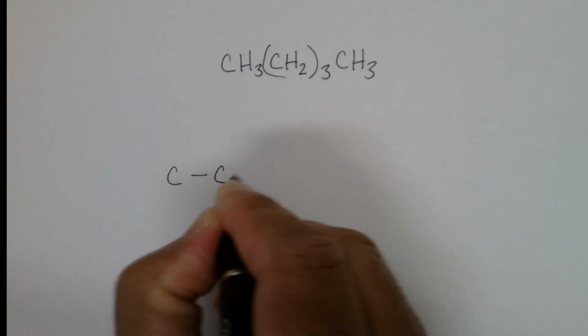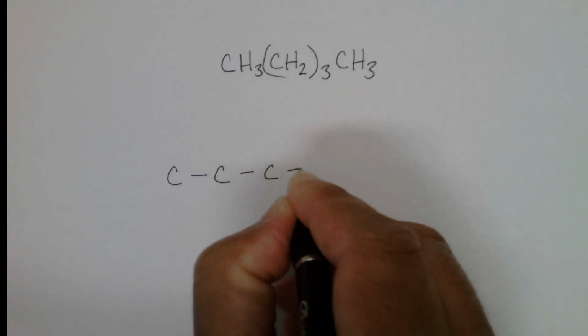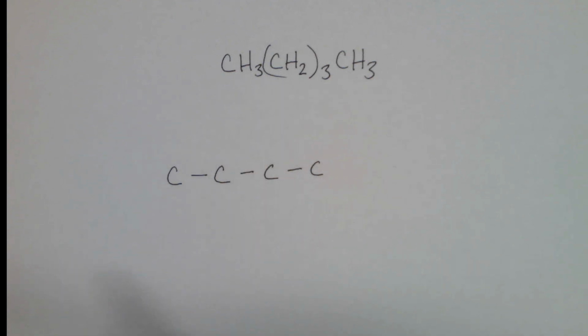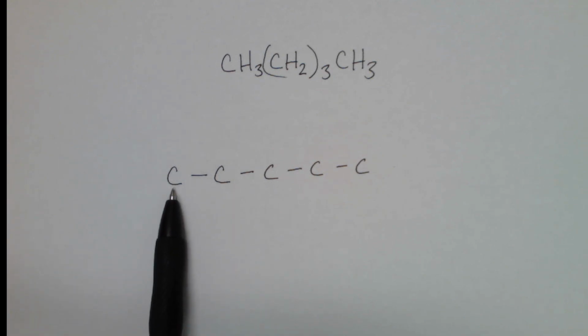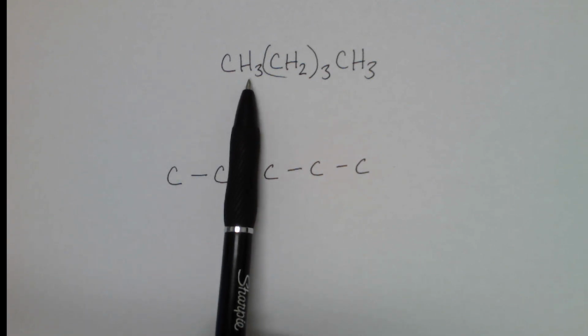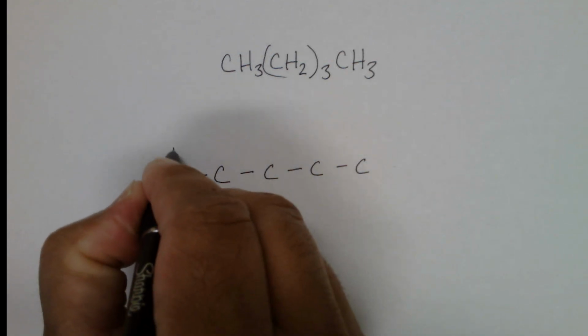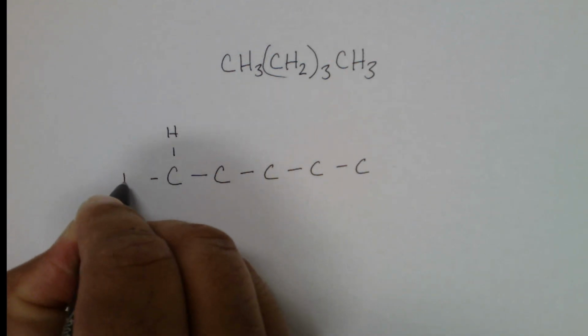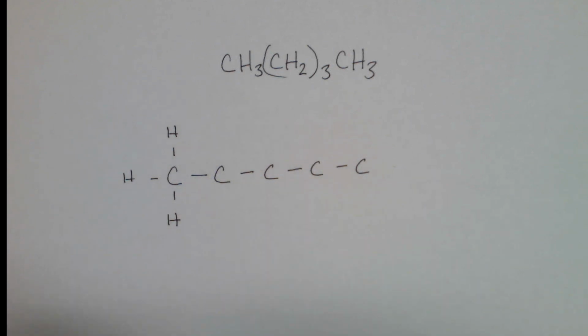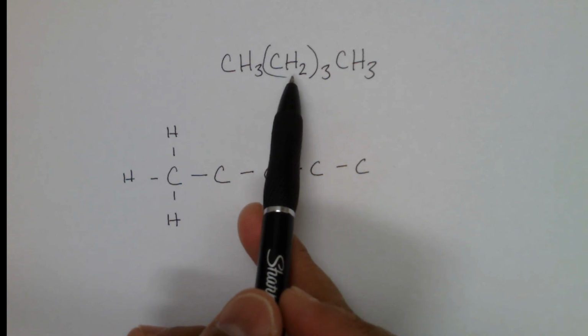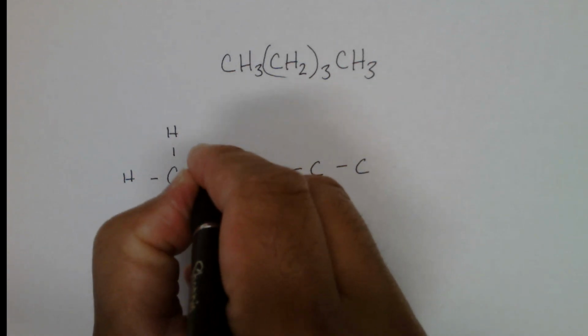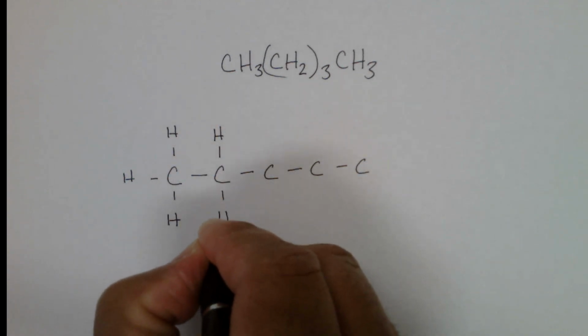So this carbon is bonded to these 3 methylene groups and then the carbon at the end. If you know the common bonding patterns, you know to satisfy the octet rule, we'll put these 3 hydrogens on the outside of this terminal carbon. The methylene groups in the middle of the chain have these 2 hydrogens, so satisfy the octet rule here.